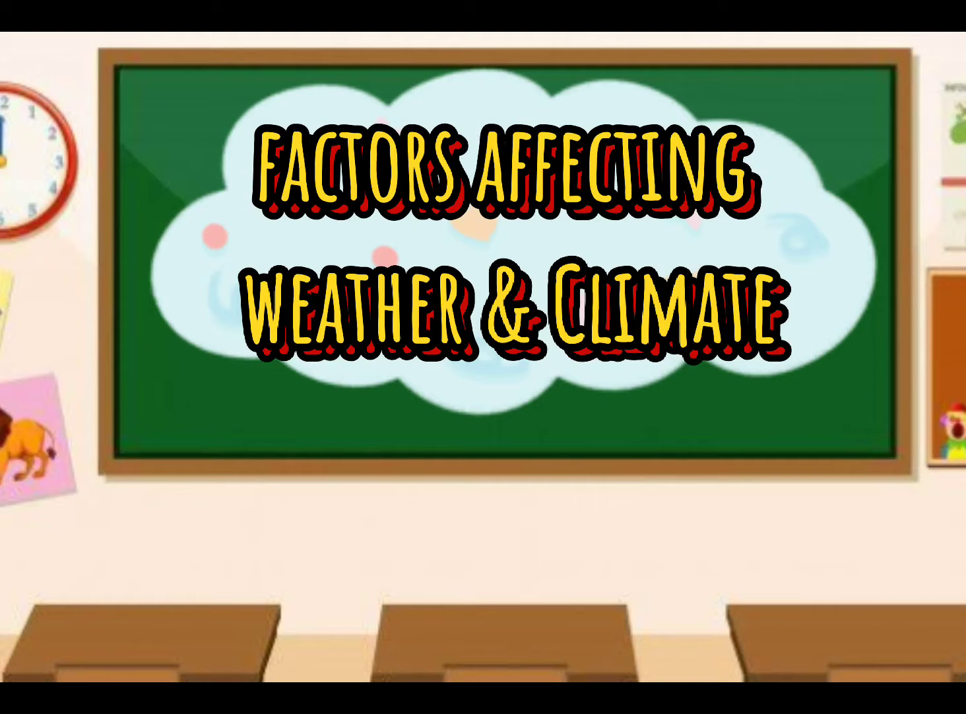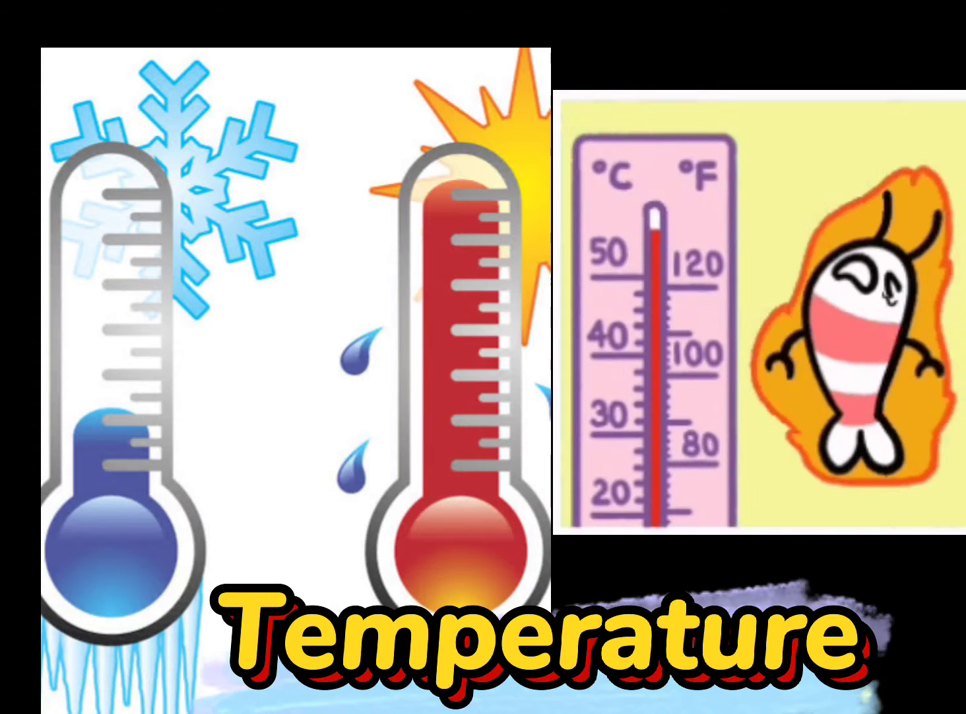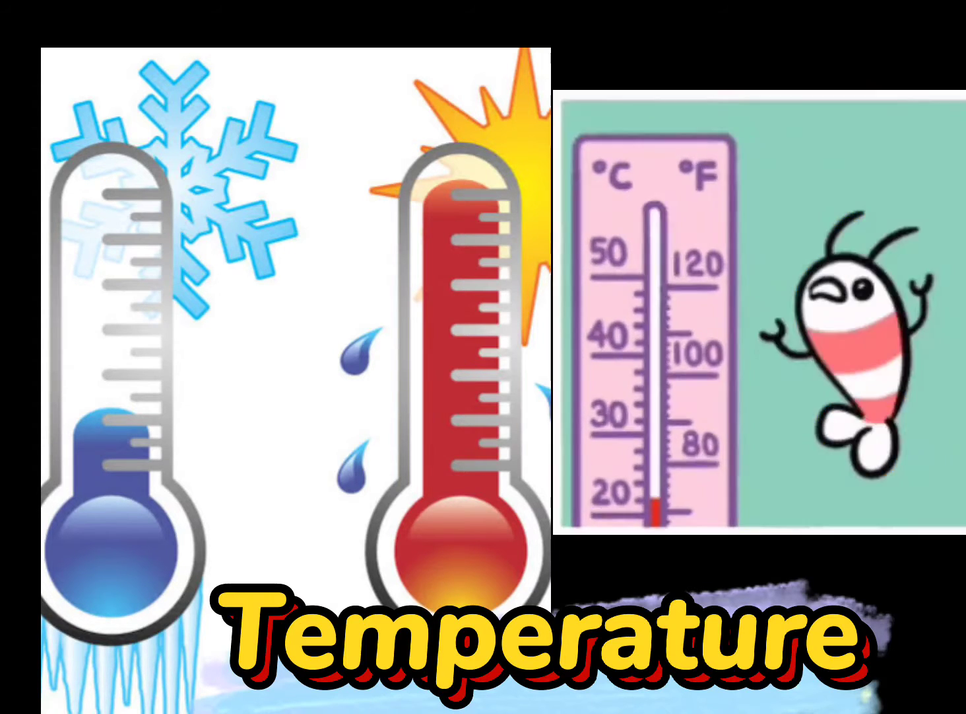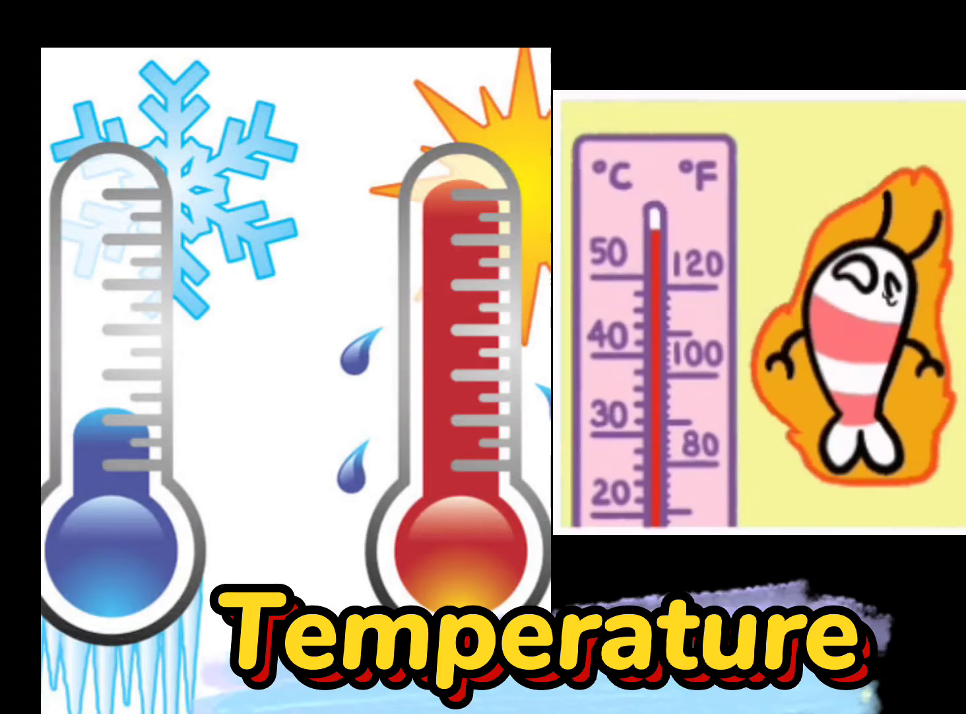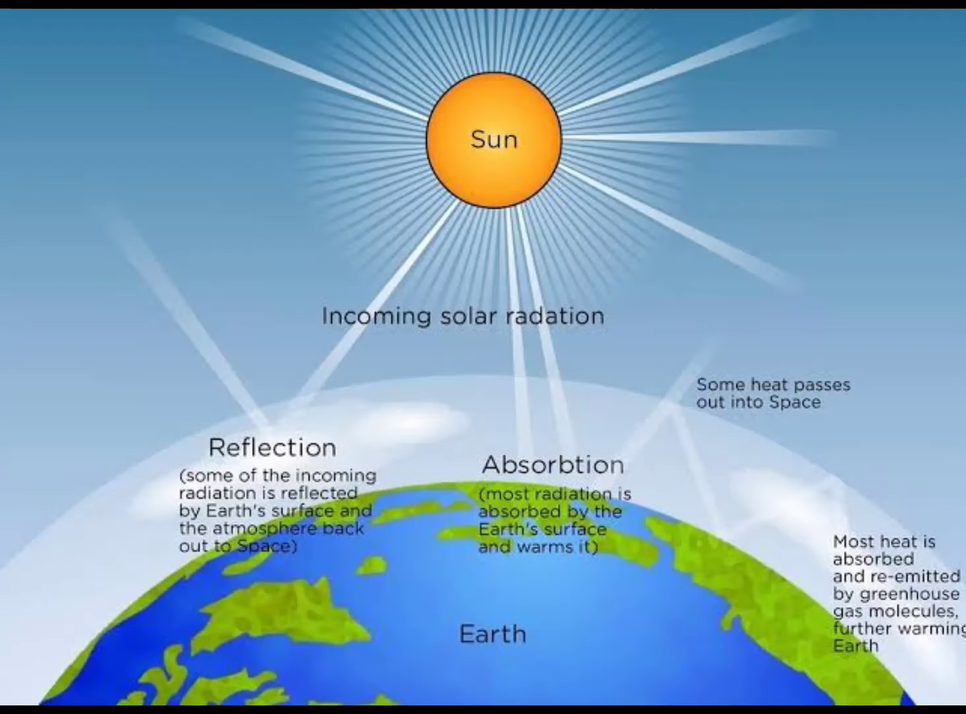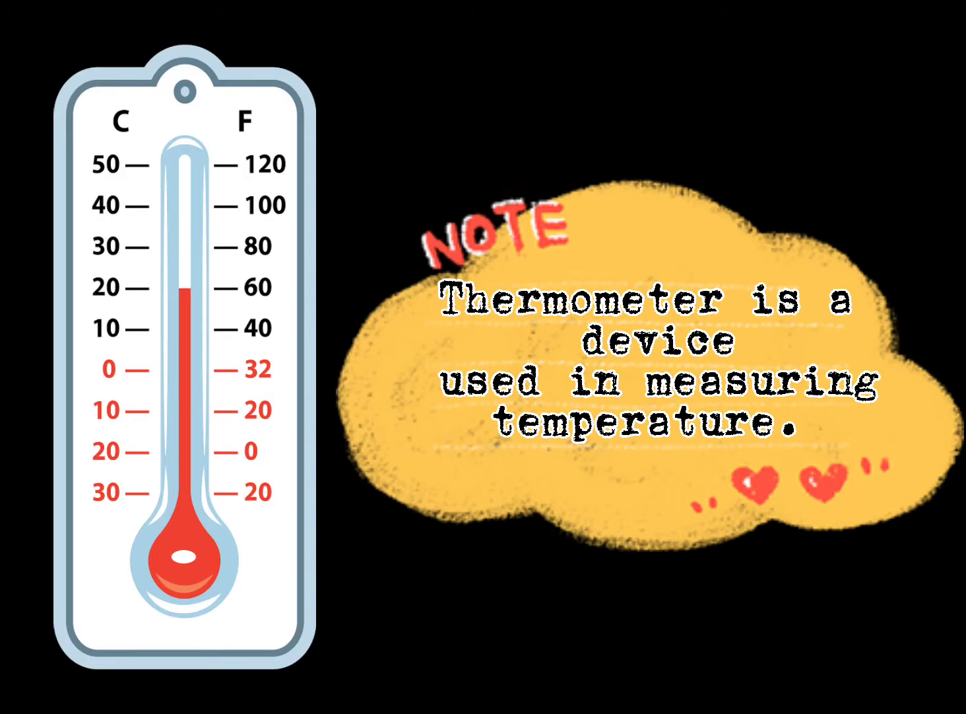Let's have the factors affecting weather and climate. So there are 5. Let us start with the temperature. Temperature is the degree of hotness or coldness of a place. It is affected by solar radiation reaching the Earth's surface. We can measure temperature by means of thermometer.